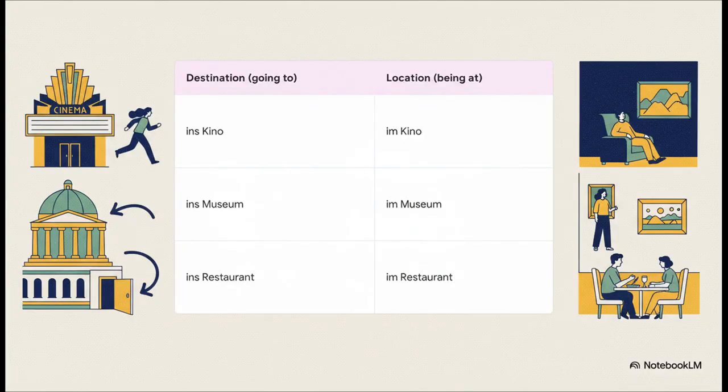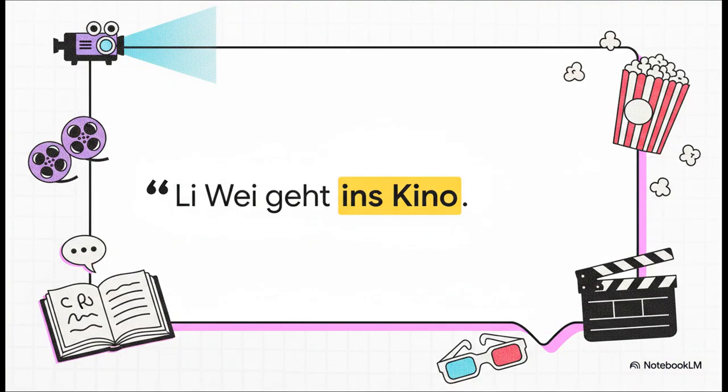Now, in is another really useful one, and it's a bit of a two-for-one deal. You use it when you're going into a place and when you're already in it. So you go ins Kino, that's a contraction of in das. But once you're there, you are im Kino, which is in dem. See that subtle shift? It's really important. So if you want to say Li Wei is heading to the movies, the most natural way to say it is Li Wei geht ins Kino. Saying in das Kino would sound a bit stiff and overly formal. Nobody really talks like that.